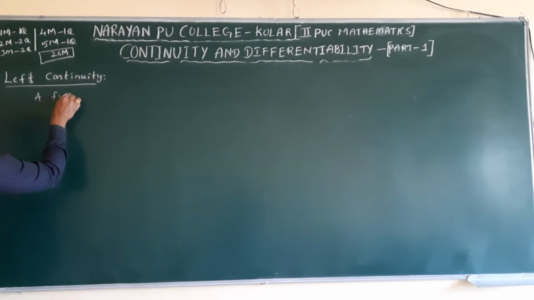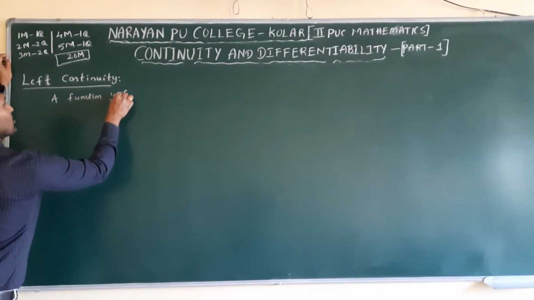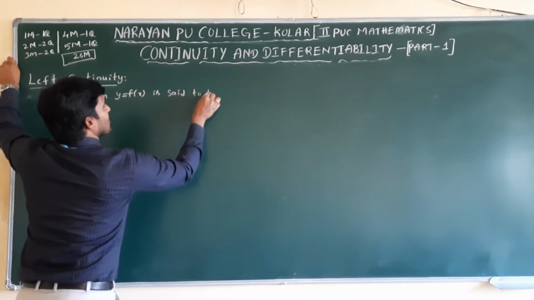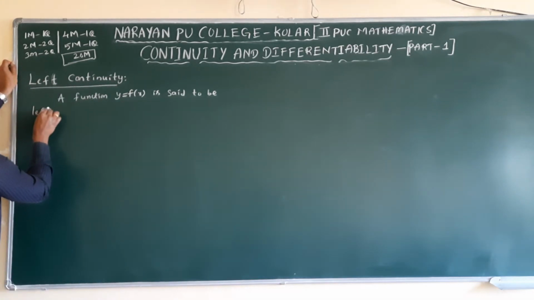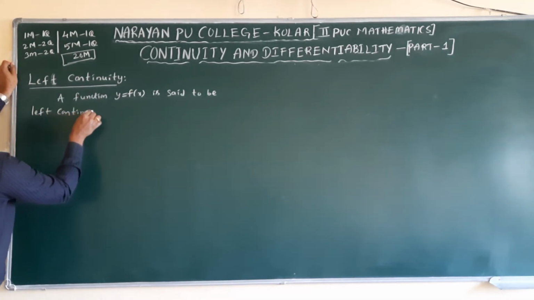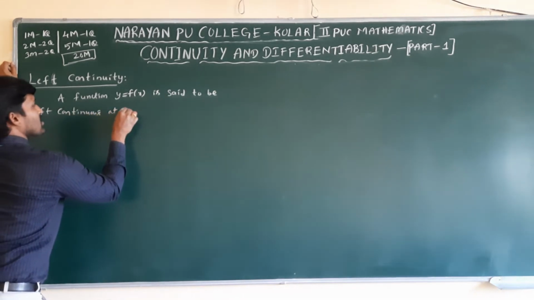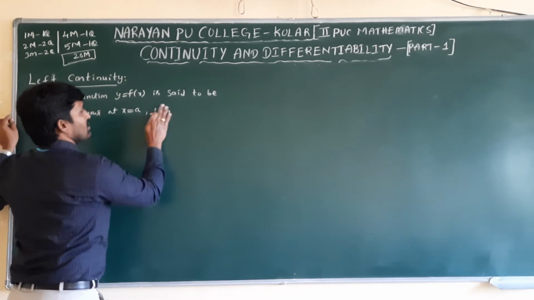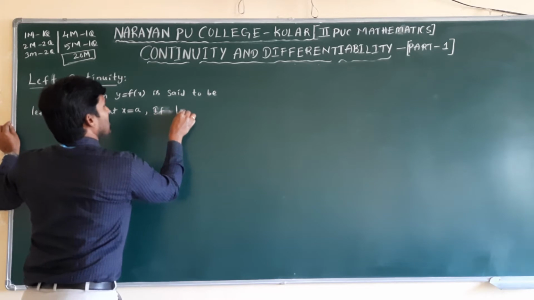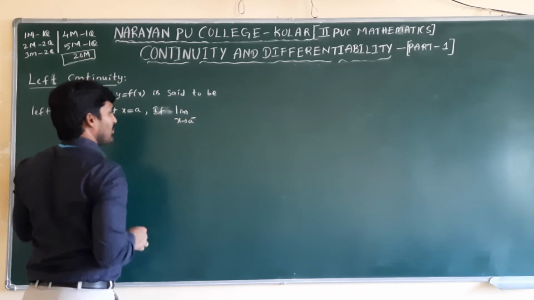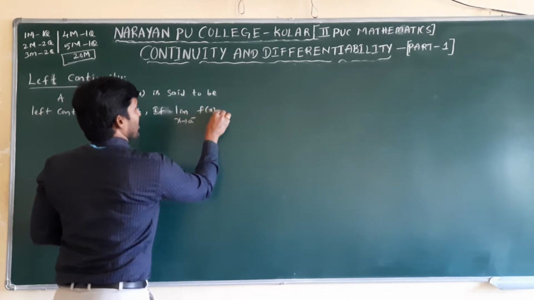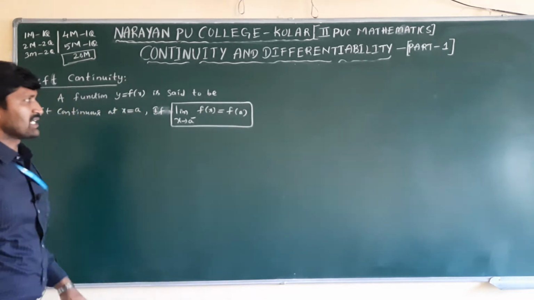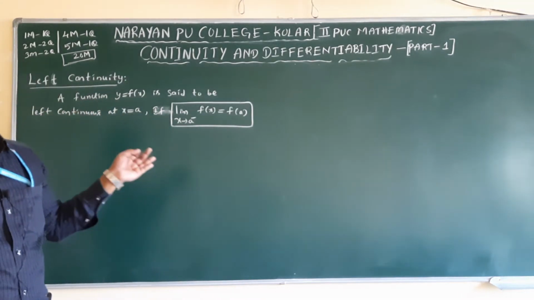Left continuity. A function y equal to f of x is said to be left continuous at x is equal to a, if limit x tends to a minus f of x equal to f of a. When these two values are equal, then we can say that f is left continuous at x is equal to a.